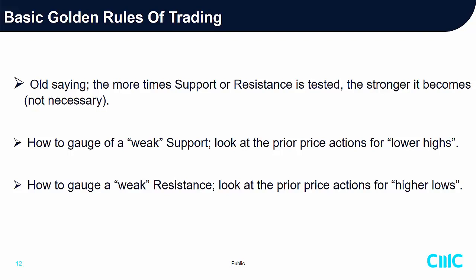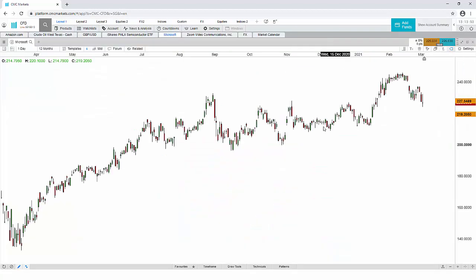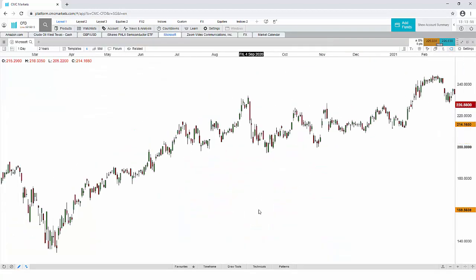So how do we gauge a weak support? Look at the prior price action of the instrument for lower highs. Don't worry about this, later I'll share an example. And to gauge a weak resistance, look for higher lows in the price action. Now let me go through a practical example, sharing with you two instruments most recently, on which we can apply this support and resistance principle.